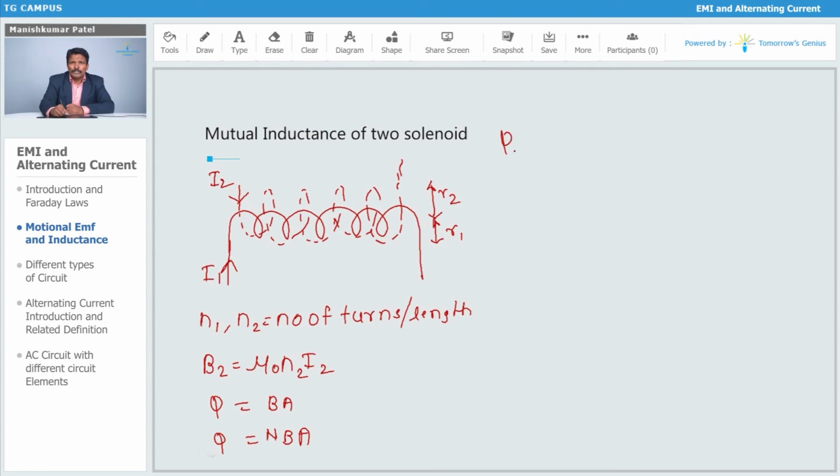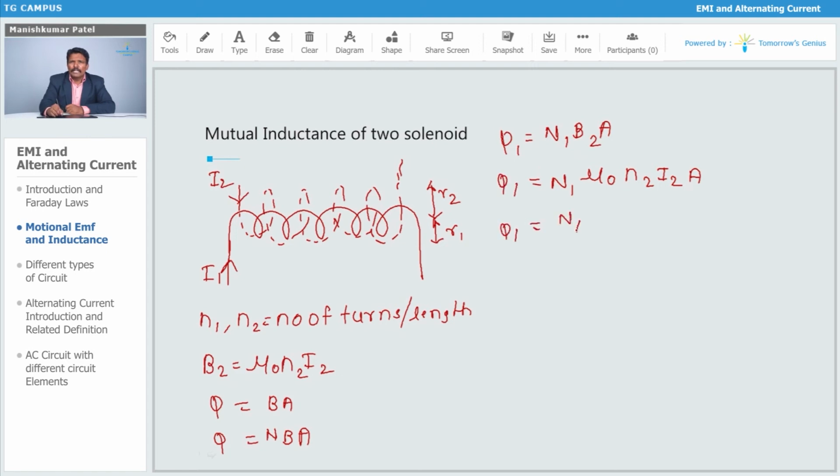So the flux linked with the first coil is nothing but phi1. Again, this is N1. Then this is your external field, which is B2, and this is A. Then just put down those values. So this is N1. Again we can say B2 is nothing but mu 0 N2 I2 into A. So this is the value of your phi1.